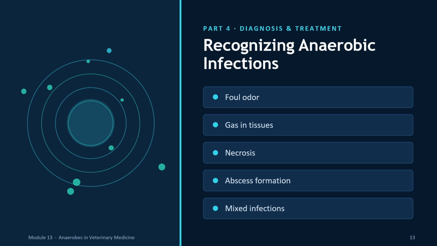Anaerobic infections have a very recognizable pattern. A foul putrid odor is a major clue. Gas in tissues, crepitus, suggests anaerobic metabolism. Necrotic tissue and abscesses almost always involve anaerobes. Mixed infections are the rule, not the exception.